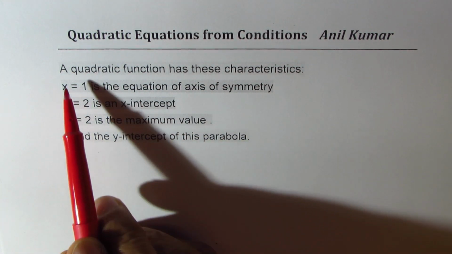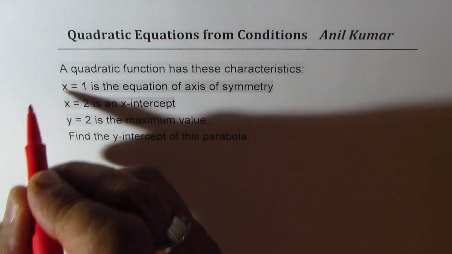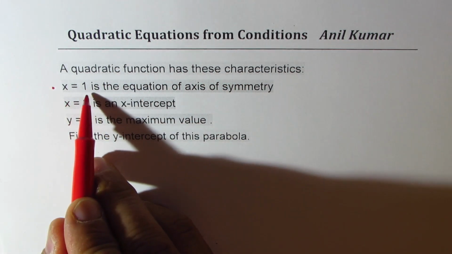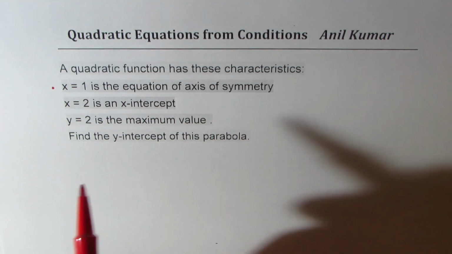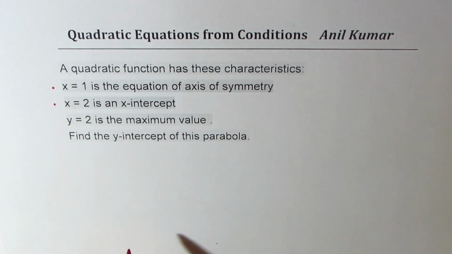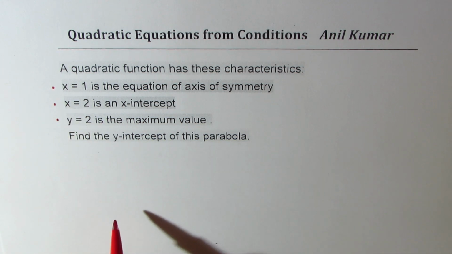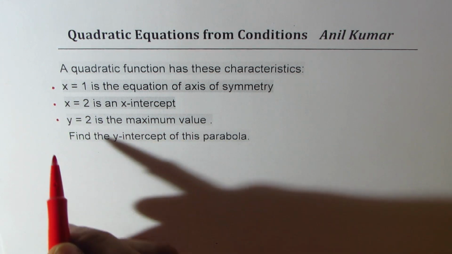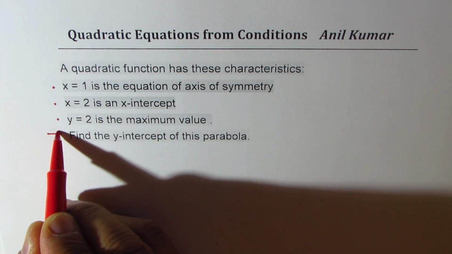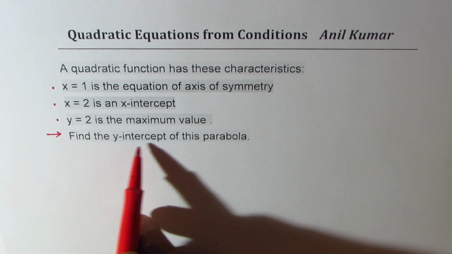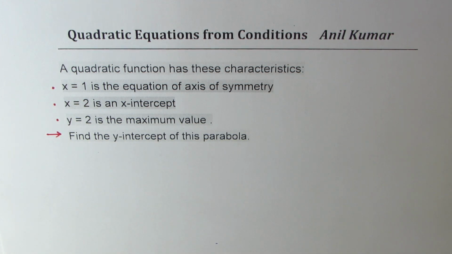The question here is a quadratic function has these characteristics. X equals 1 is the axis of symmetry. X equals 2 is an x-intercept. Y equals 2 is the maximum value. And what you need to also find is the y-intercept of this parabola.